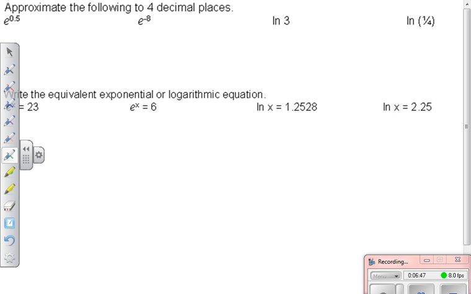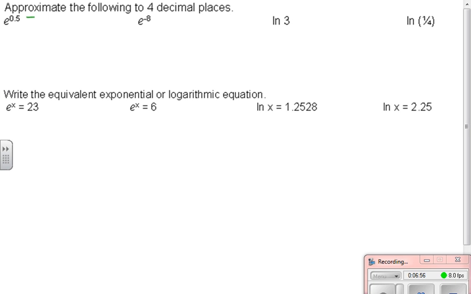Approximate these to 4 decimal places, which basically means go to your calculators. And e to the 0.5, when you go to your calculator, is going to be 1.649. Now remember, what does that mean? That means that the ln of 1.649 is 0.5. Remember that exponent form and log form, those rules are still applying.